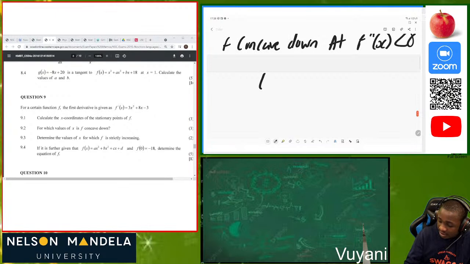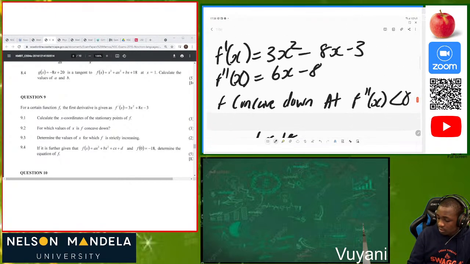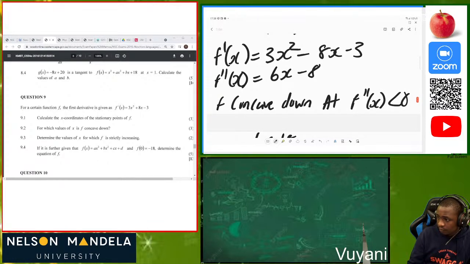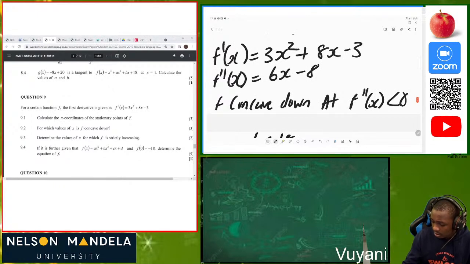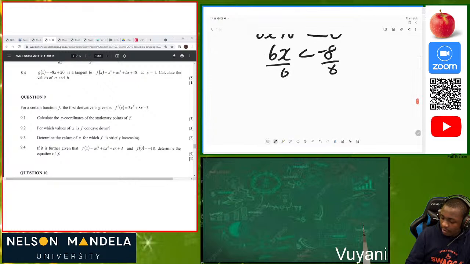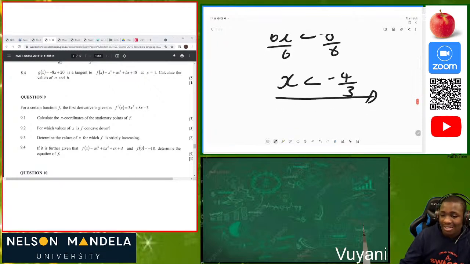So we can just have 6x plus 8 less than 0, then 6x less than negative 8, then divide by 6, then our x must be less than negative 4 over 3. So it will be concave down when x is less than negative 4 over 3. That's when it will be concave down.